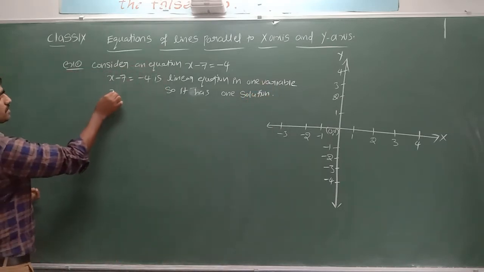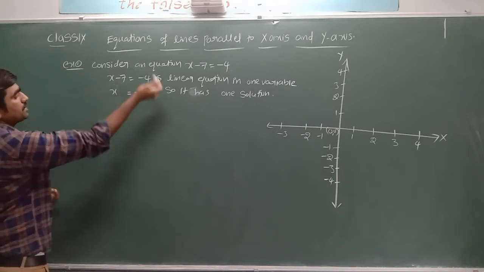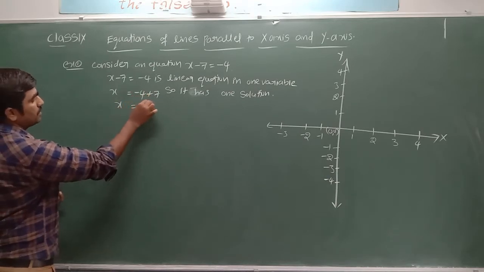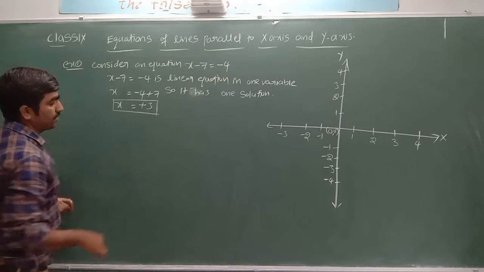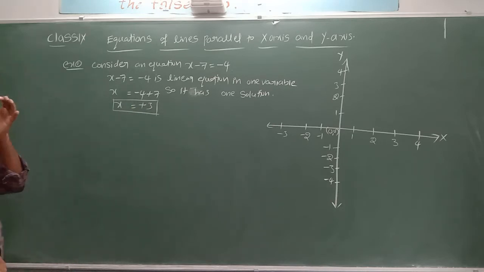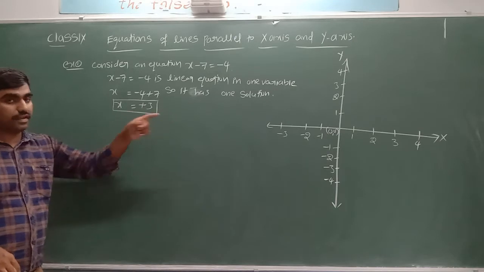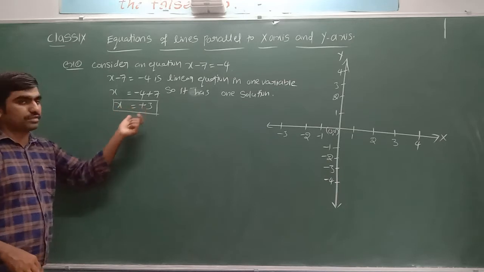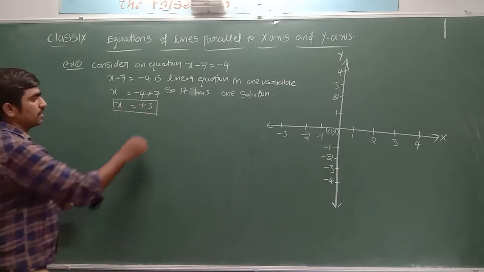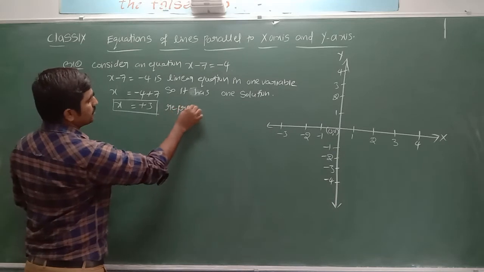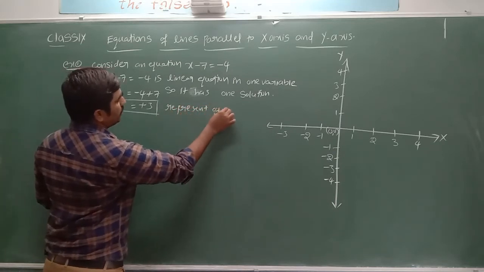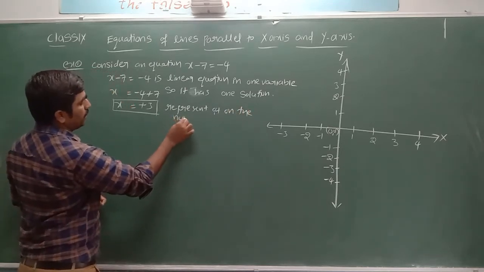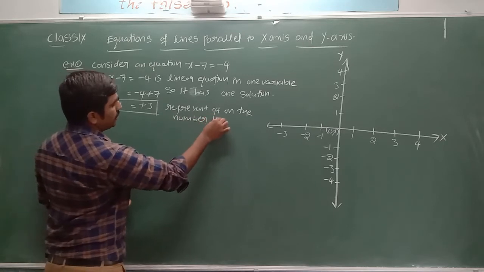How can I find it? x is equal to minus 4 plus 7, transposing the 7. x is equal to minus 4 plus 7, which is how much? Plus 3. So x equals 3. How can we represent this 3? To represent on a graph we need ordered pairs, both x and y values. Here we have only the x value, x is equal to 3. Yes, we can represent it on the number line.